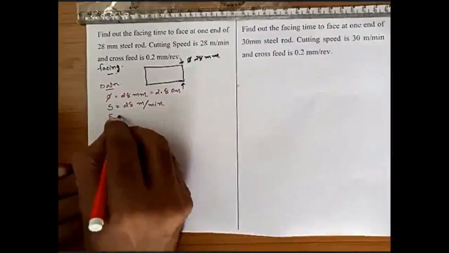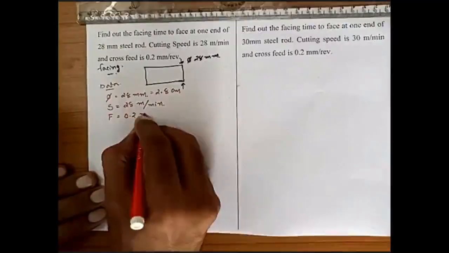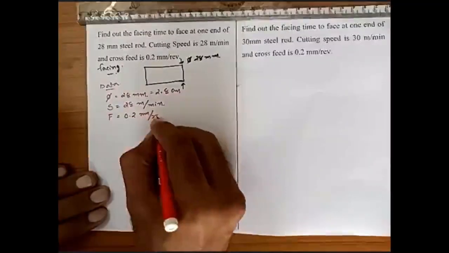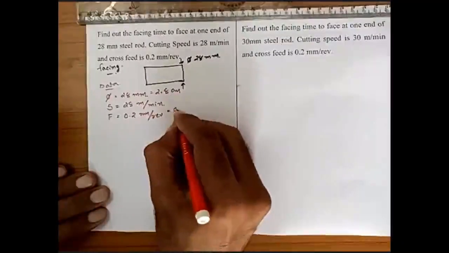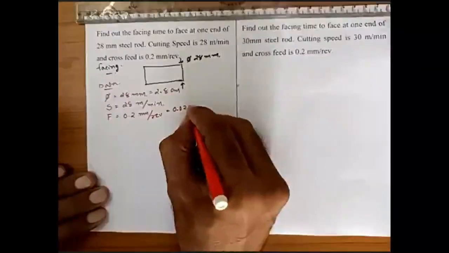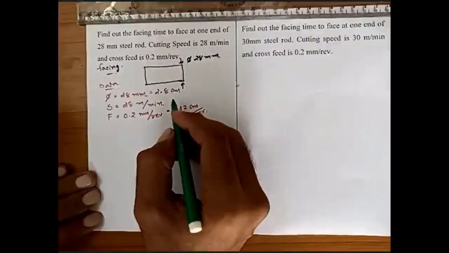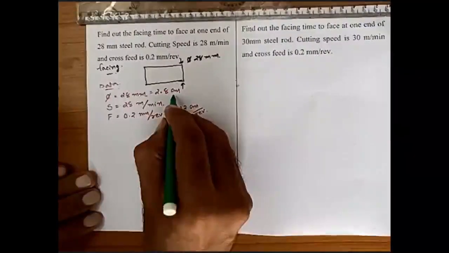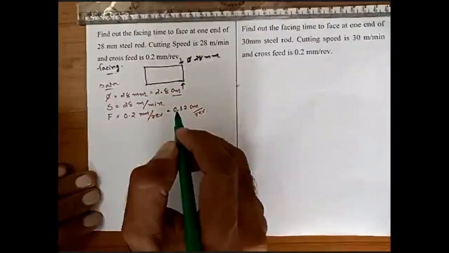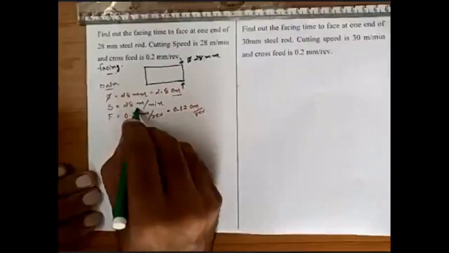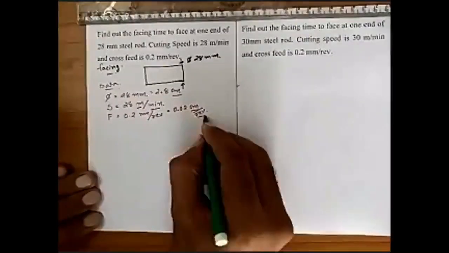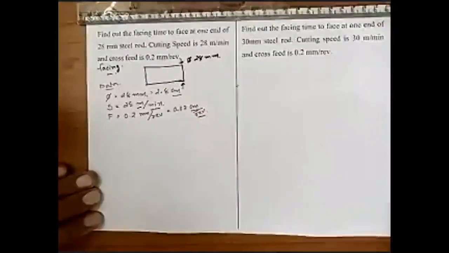Then cross feed F is equal to 0.2 mm per revolution, but we need it in centimeter, so 0.02 centimeter per revolution. In the facing and the turning time calculation, we need the diameter in centimeter, cutting speed in meter per minute, and the feed in centimeter per revolution. So if your data is in another format, first convert all data to this unit.